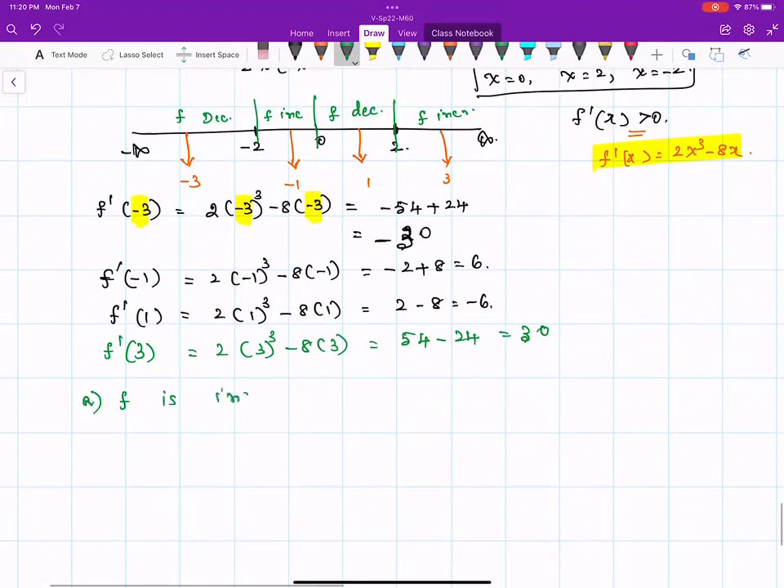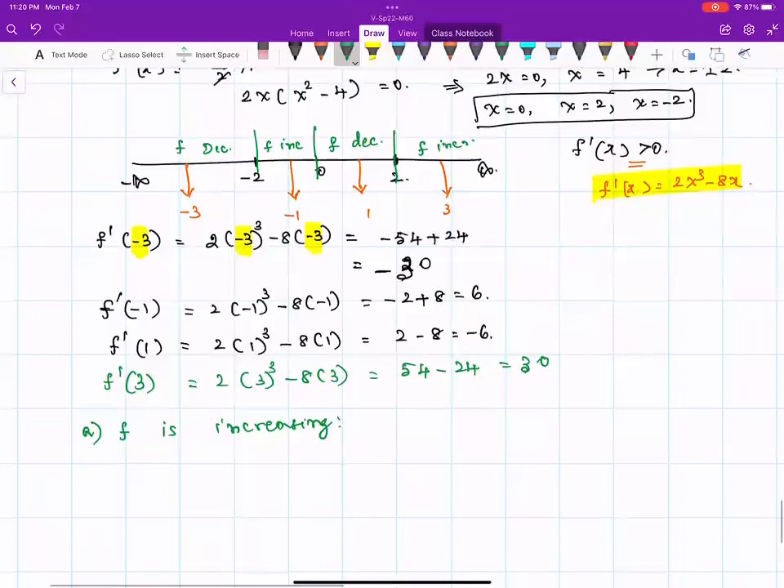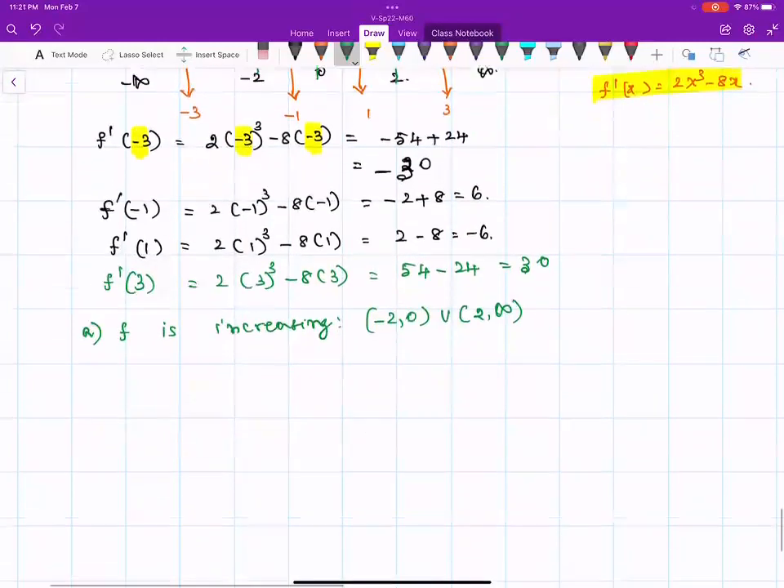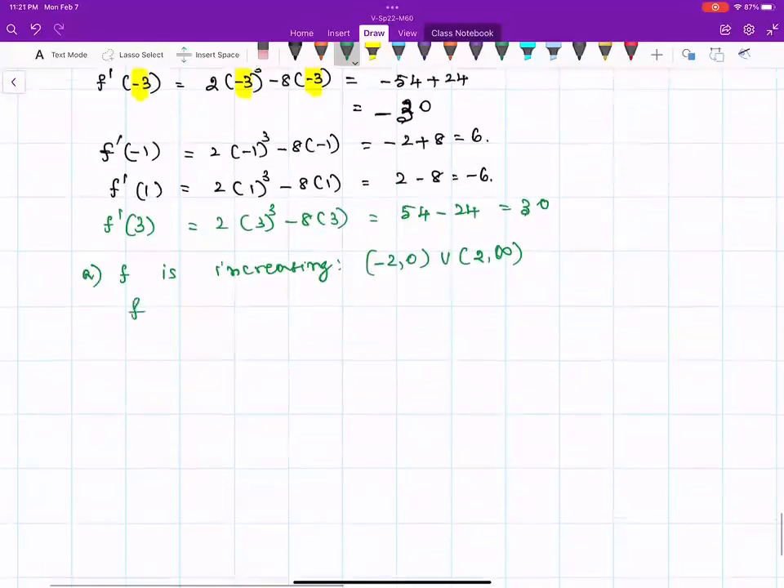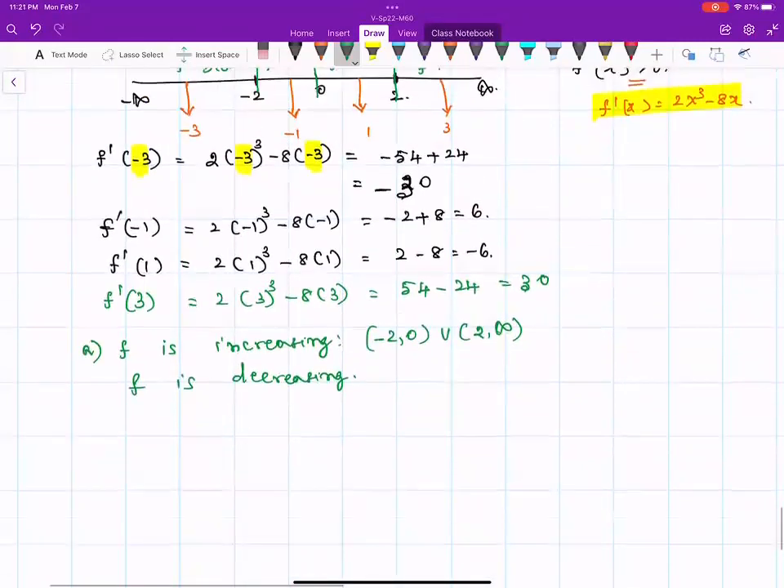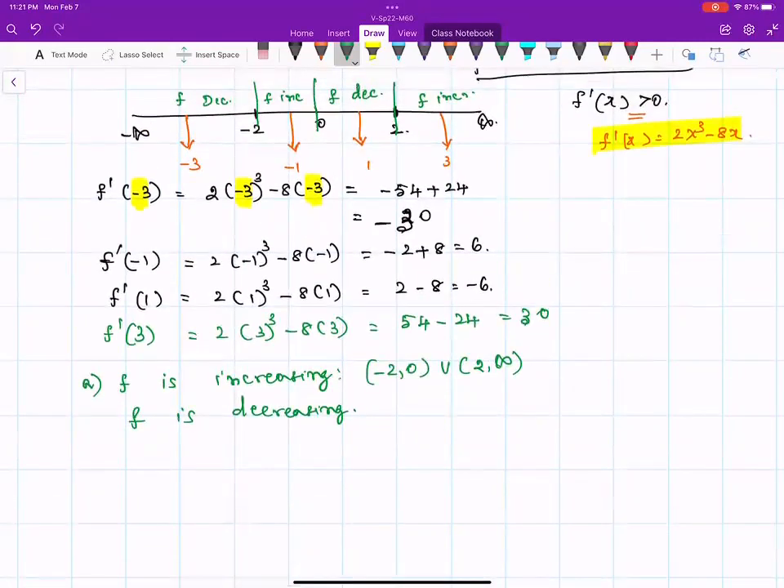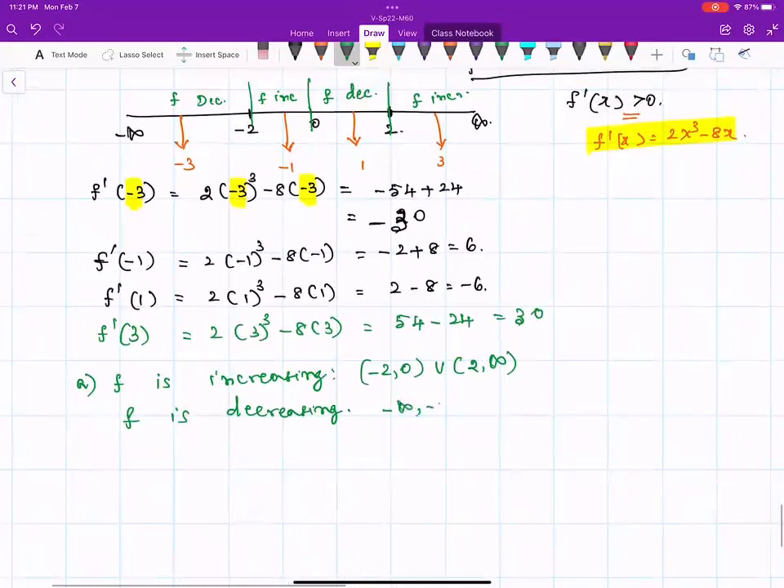f is increasing on the interval -2 to 0, union 2 through infinity. So f is decreasing on the interval -infinity through -2, from the picture, union 0 through 2. Okay.